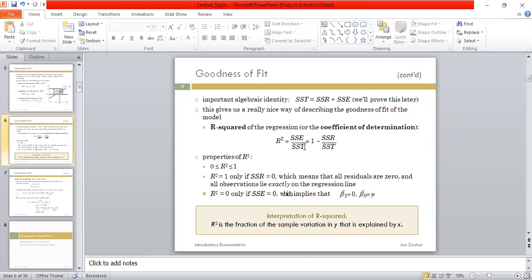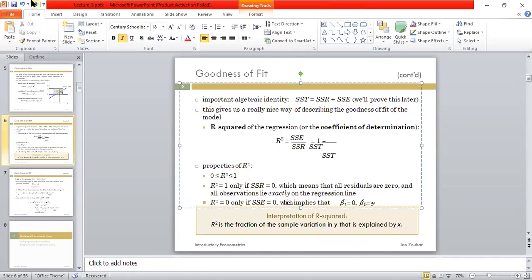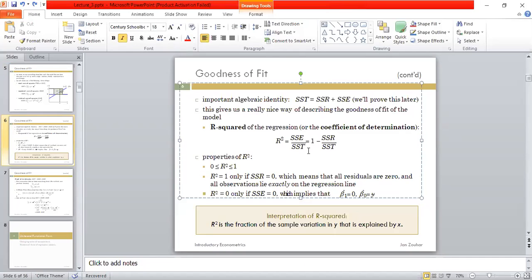So ESS by TSS, can it be more than 1? Is it possible to be more than 1? No way, because ESS is a part of TSS. So R square values lie between 0 and 1. If R square is close to 1, that means the fit is very good. If R square is close to 0, the fit is very bad.